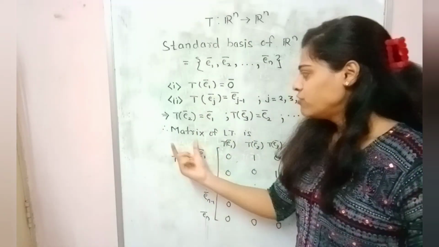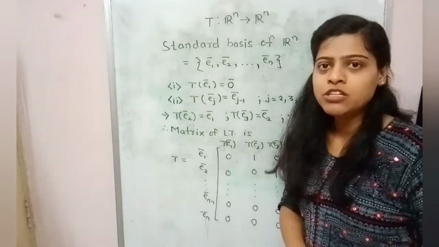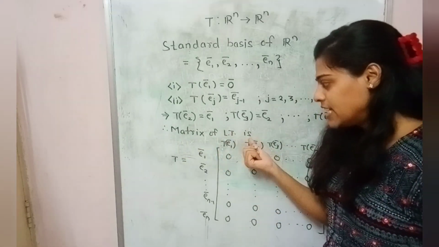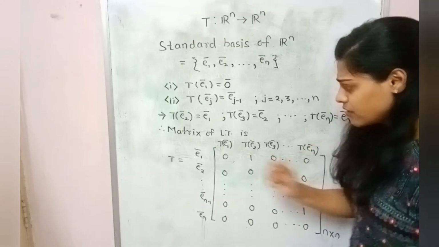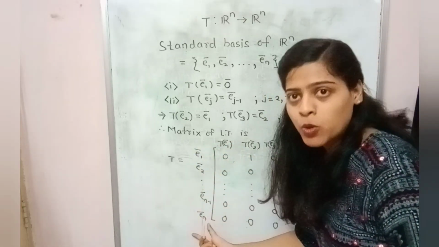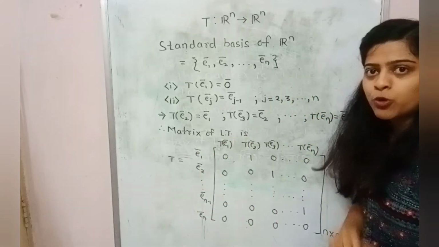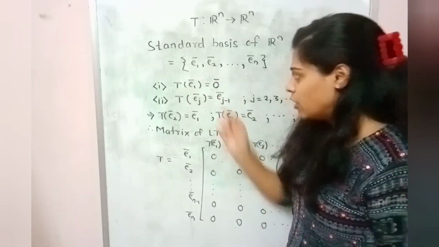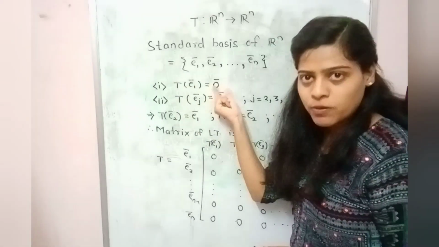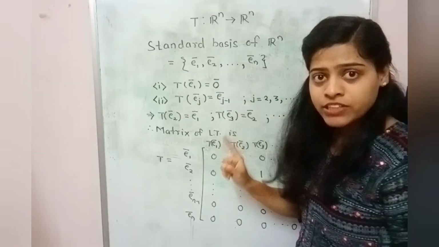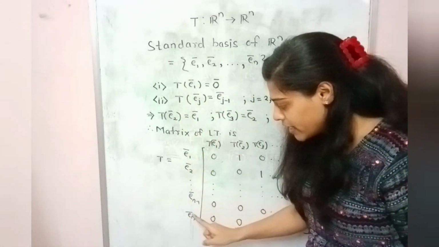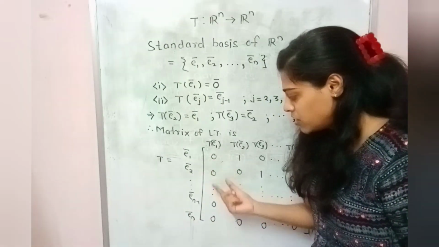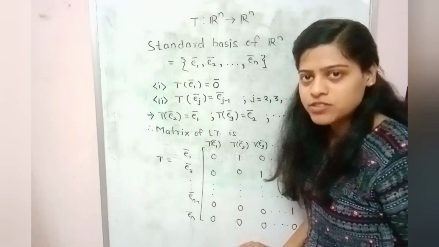Now with the help of matrix of linear transformation, we are going to find the solution. So the matrix of linear transformation is, this is our matrix. These elements are from the codomain and these elements are from the domain. Now with the help of these conditions, we will find our solution. Now T of E1 bar is equal to 0 bar, that is T of E1 bar with respect to E1 bar, E2 bar and so on En bar, all values must be 0. Therefore we put 0, and the remaining places are also 0.